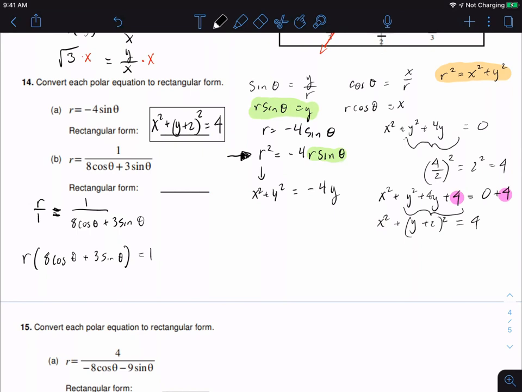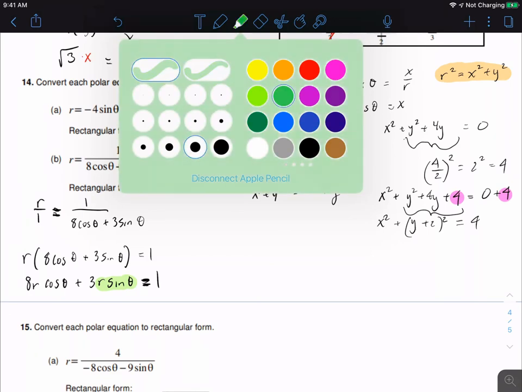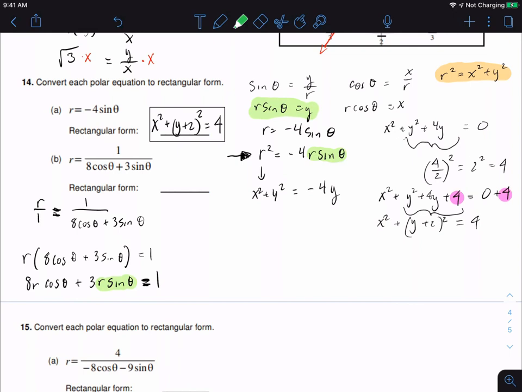Okay, so then from here, I'm going to distribute, so I'm going to get 8r cosine theta plus 3r sine theta is equal to 1. But what is r sine theta? That's right. What is r cosine theta? Good. R cosine theta, we have it over here, and so you can see it's a slightly darker color. That's going to be x. And so I can rewrite this as 8x plus 3y is equal to 1.